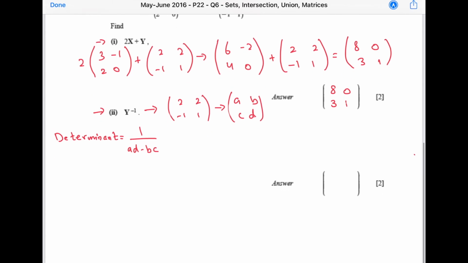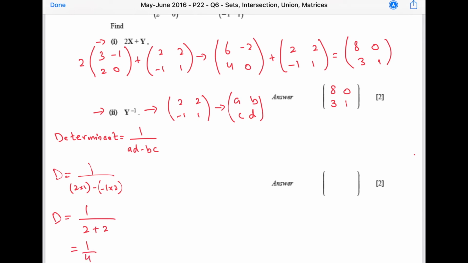So the determinant means that you multiply A and D, which is 2 and 1, so you multiply 2 and 1. And you subtract, what do you subtract from it? B and C, that means you subtract negative 1 times 2 from it. So let's see what we get. 1 over 2 plus 2, which becomes 1 over 4.